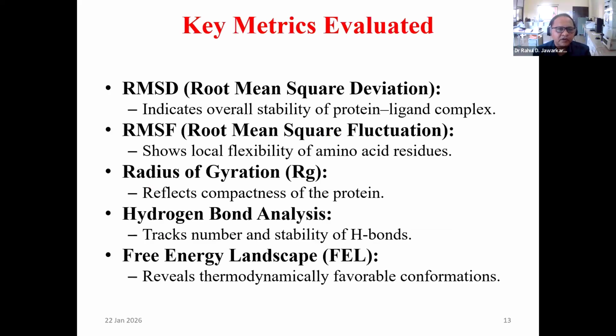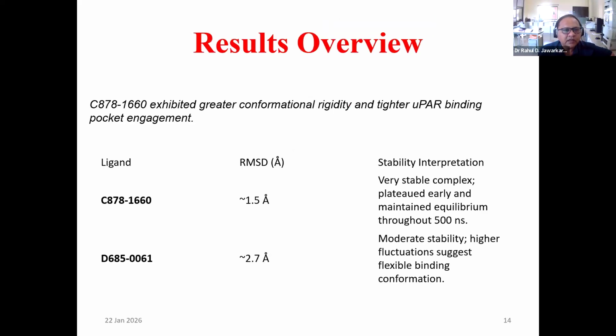Then the key metrics which are evaluated are RMSD, which we have discussed earlier, RMSF, radius of gyration, hydrogen bond analysis, and free energy landscape, which we have performed with an in-house developed script. Then the results: we have obtained an RMSD value of 1.5 for the compound C8781660, which is very stable, plateaued early, and maintained equilibrium throughout the simulation.